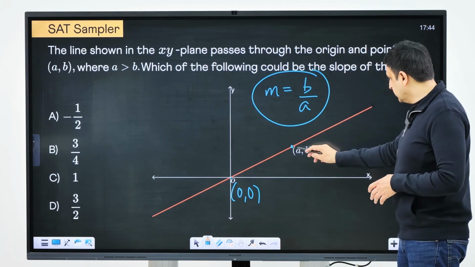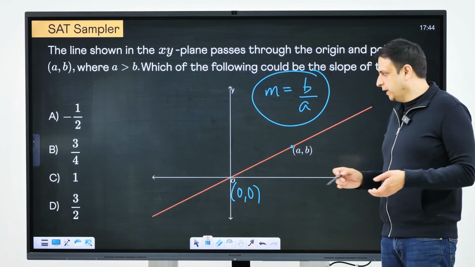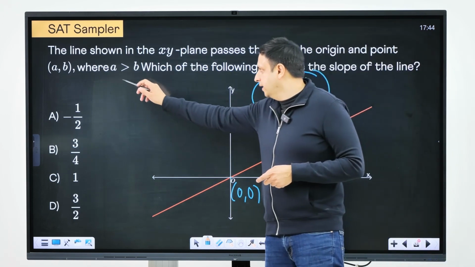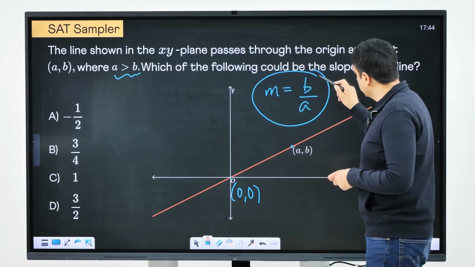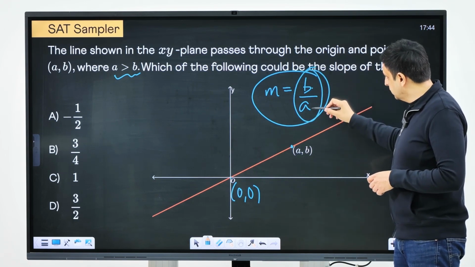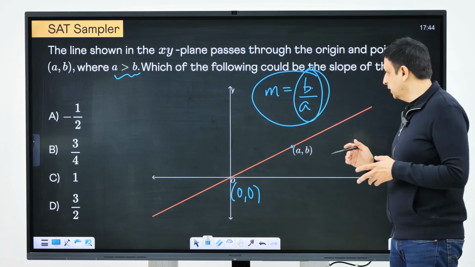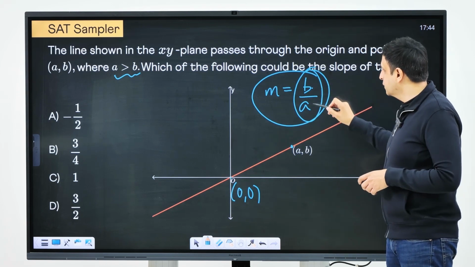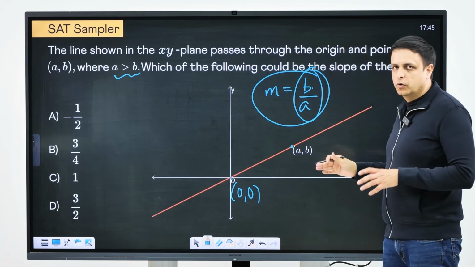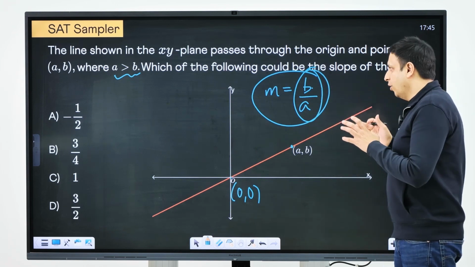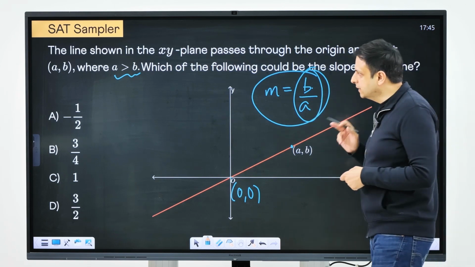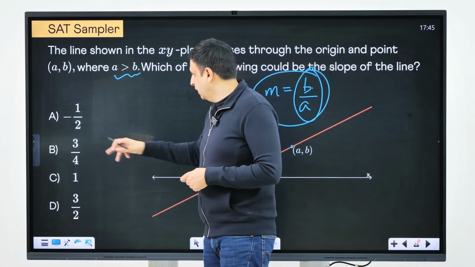And now we can see that a comma b is in the first quadrant. So both a and b must be positive. And we are also told that a is greater than b. So if you think about this ratio over here, both the numerator and the denominator are positive, but the numerator is smaller than the denominator. So this ratio should turn out to be a fractional quantity that is positive but less than 1.